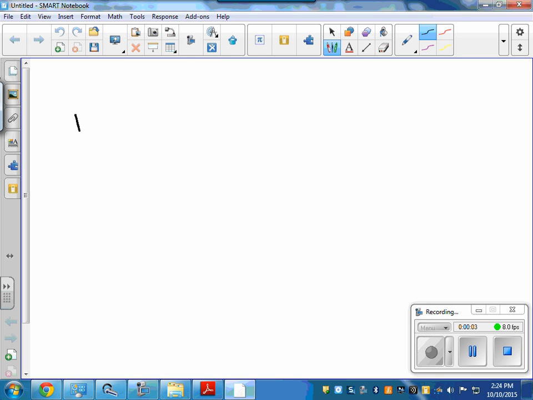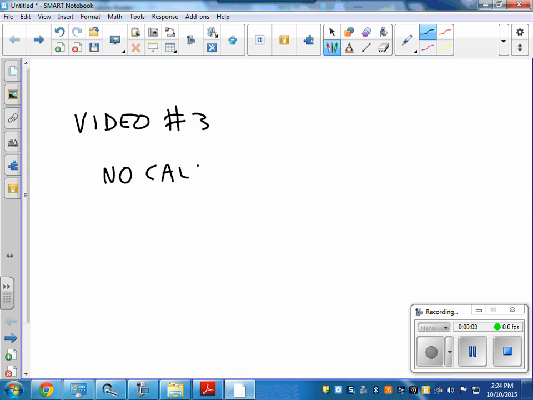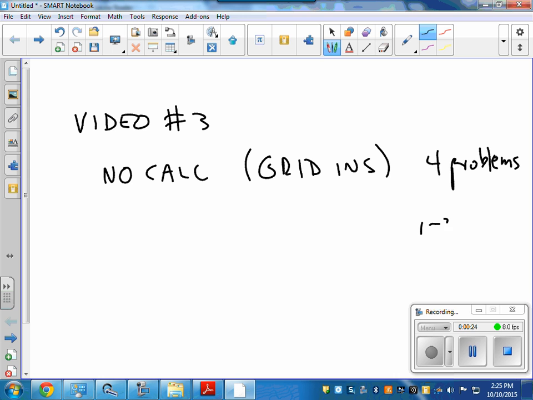So this is video number 3. Video number 3, the no calculator questions, but these are the grid-ins. And there's only 4 problems. The answer sheet, if you look at the back page, says numbers 1 through 3 are medium and number 4 is hard. But we're going to do all 3 of these and see if we can get some reasonable headway on these.